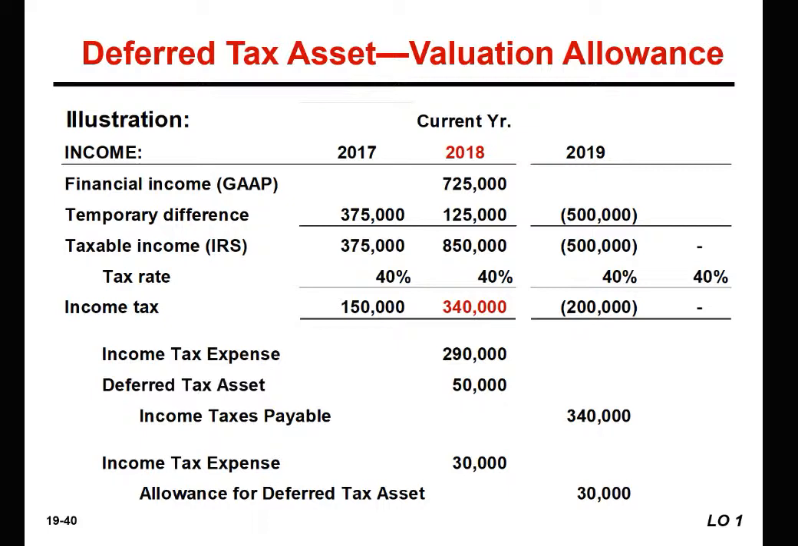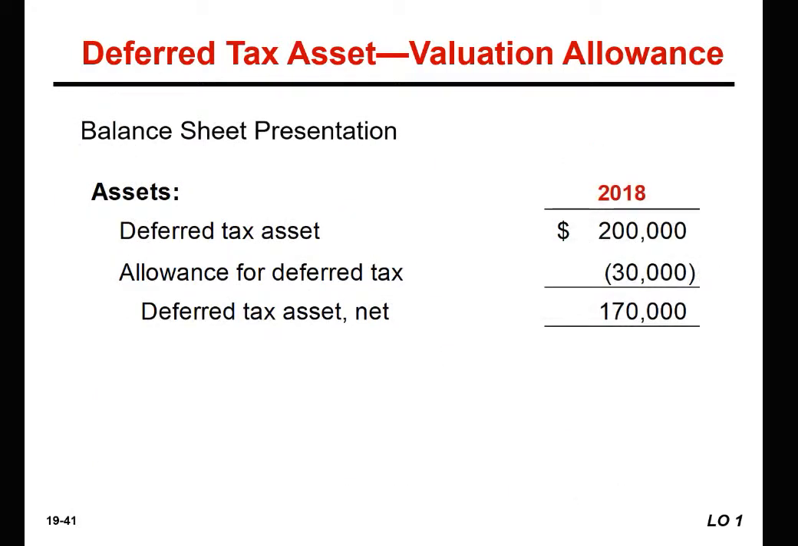We recognize that $30,000 of that probably is not going to be recognized. So we take income tax expense of $30,000 and we post a credit to an allowance for our deferred tax asset of $30,000. This is a snippet of the balance sheet representation of how a deferred tax asset with a valuation account attached would be reported.